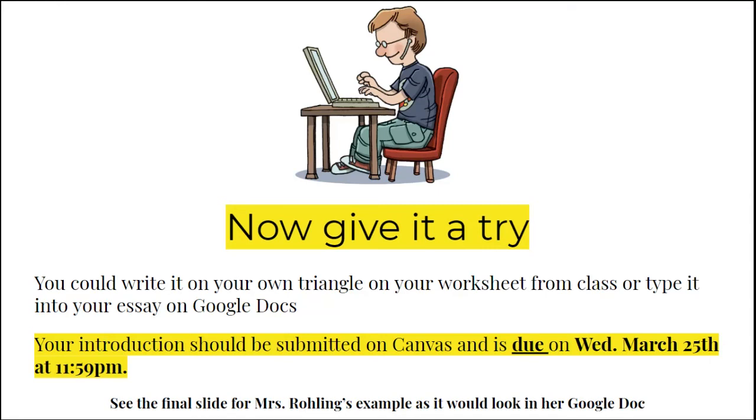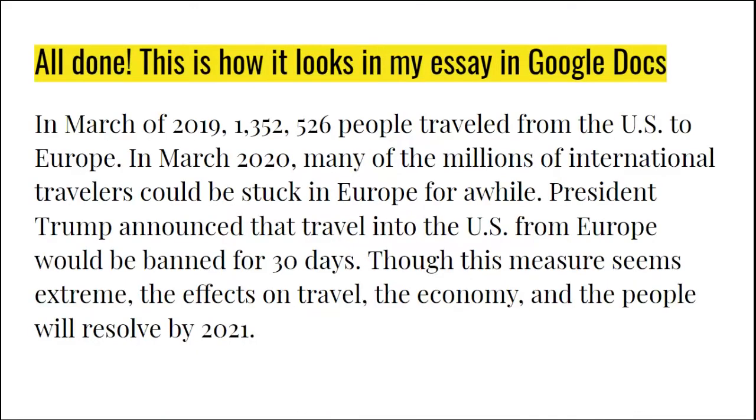My final slide is what my paragraph would look like in my Google Doc. So when I finish this all together with a hook, a bridge, a summary sentence, and my thesis that I'm going to argue later in the essay, it would look like this. In March of 2019, 1,352,526 people traveled from the U.S. to Europe. In March 2020, many of the millions of international travelers could be stuck in Europe for a while. President Trump announced that travel into the U.S. from Europe would be banned for 30 days. Though this measure seems extreme, the effects on travel, the economy, and the people will resolve by 2021.